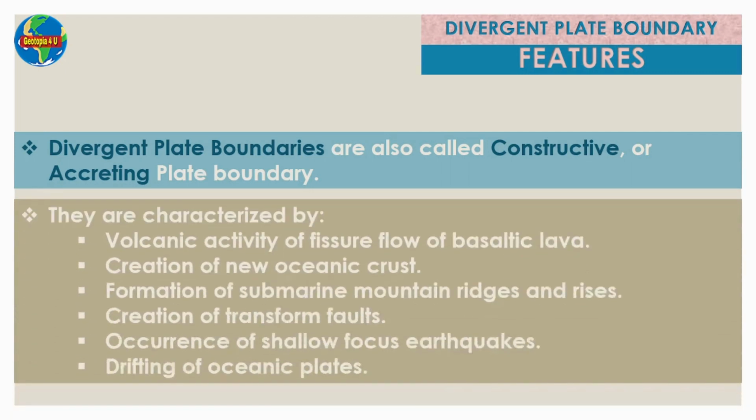Features. Divergent plate boundaries are also called constructive or accreting plate boundaries. They are characterized by volcanic activity of fissure flow of basaltic lava, creation of new oceanic crust, formation of submarine mountain ridges and rises, creation of transform faults, and occurrence of shallow focus earthquakes. Drifting of oceanic plates also takes place at the divergent plate boundaries.